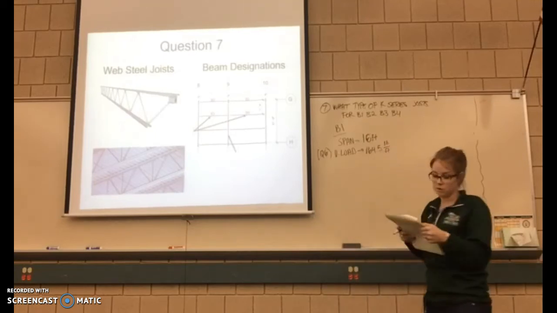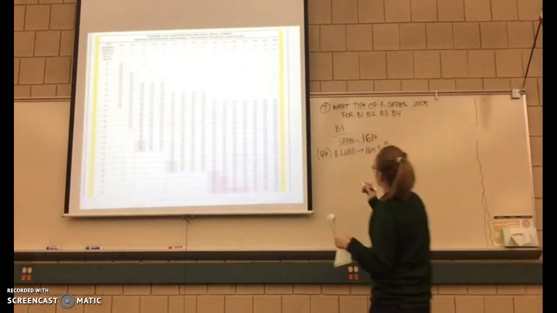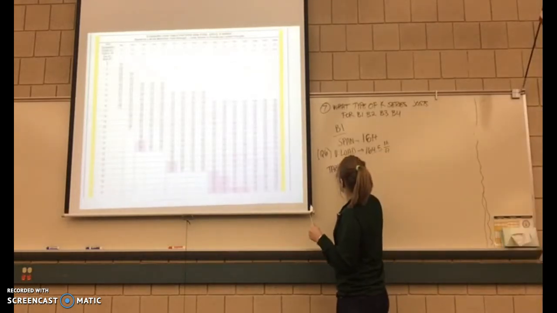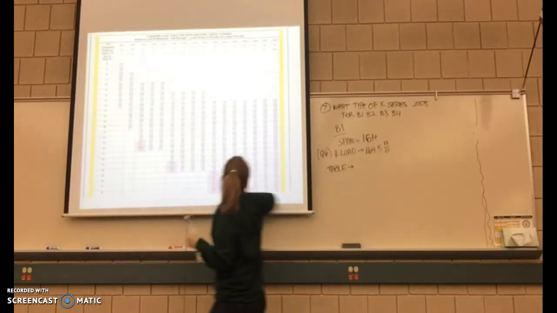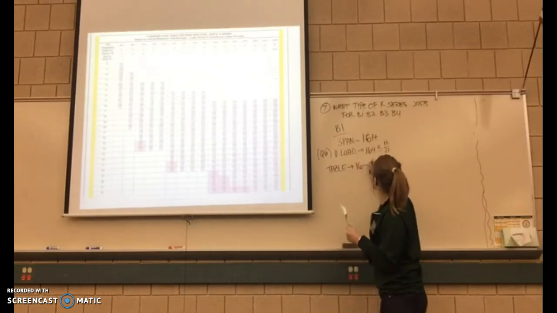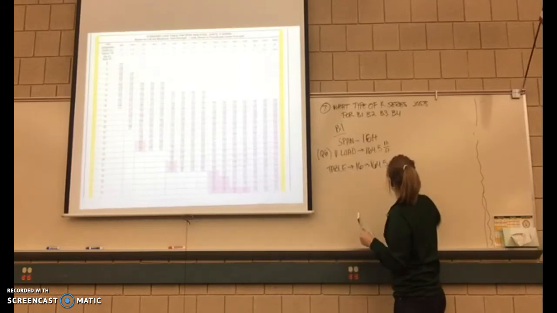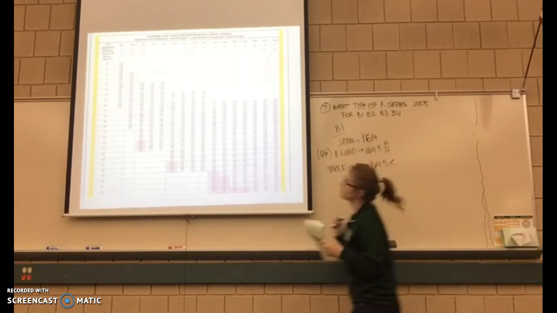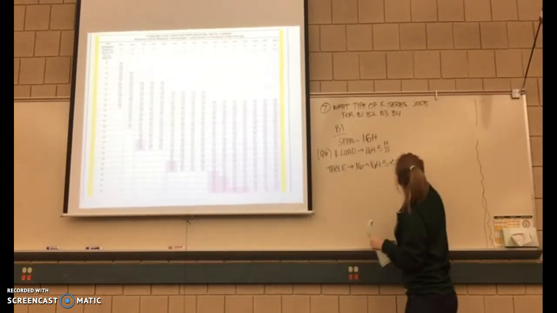So I use those 2 numbers and go to the table. I'm going to do a span of 16. And then I'm going to go over and find the first number that is bigger than 164.5. So the first number bigger is my first one, which is 246.